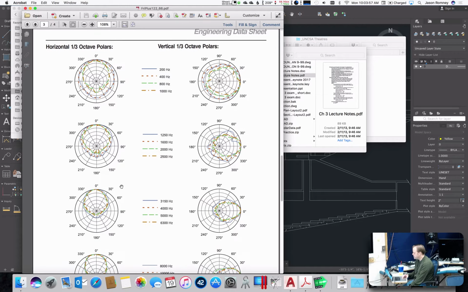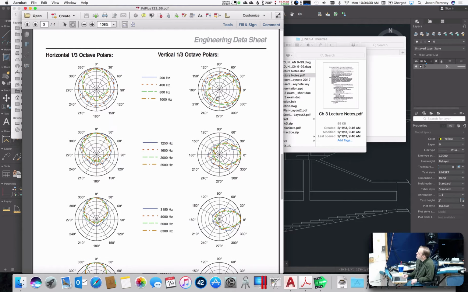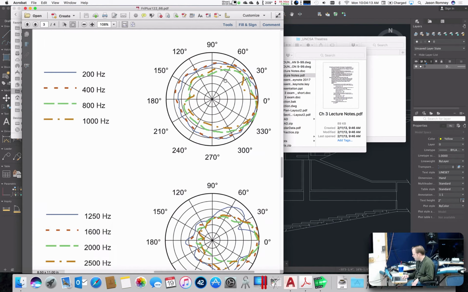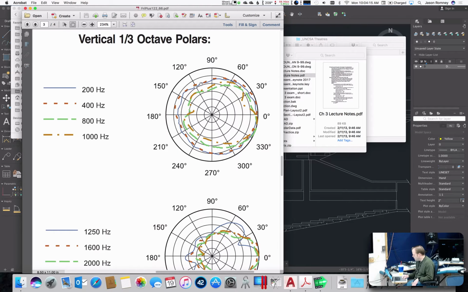But here's some polar plots. Now what's interesting about these polar plots is they're plotting multiple frequencies on top of each other. This is just to save paper, presumably. So if we look at this vertical one, for example, we have the blue solid line is 200 hertz, and you get 400, 800, and 1,000 hertz, 1,000 being the dashed orange line. Okay, so you just have to sometimes pay really close attention to these to make sure you're looking at the right frequency if they're doing this to kind of save some space.